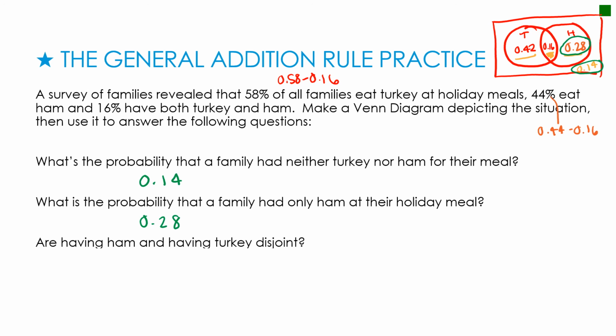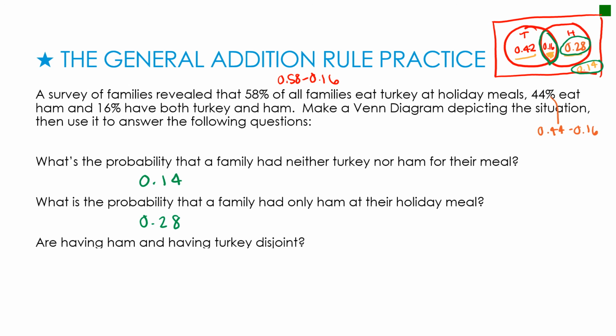Last question, are having ham and having turkey disjoint? So two ways to look at this. You can reason through it, or you can look at your picture. Now if I look at my picture, I can see there are people in the intersection, and therefore, no, they are not disjoint, they overlap. That's what disjoint means. Do they overlap?